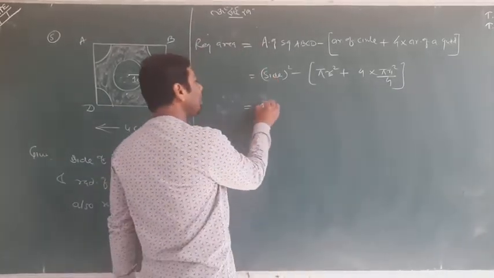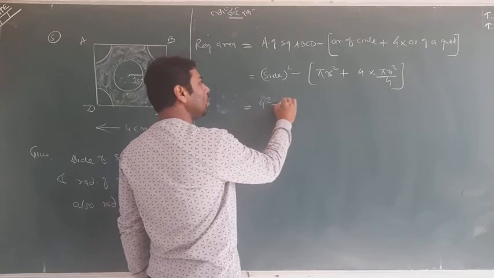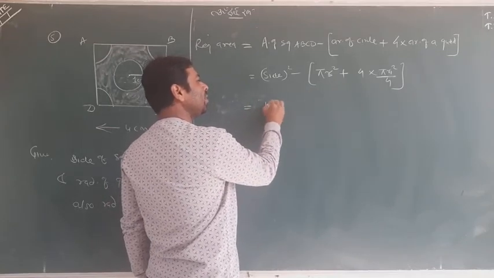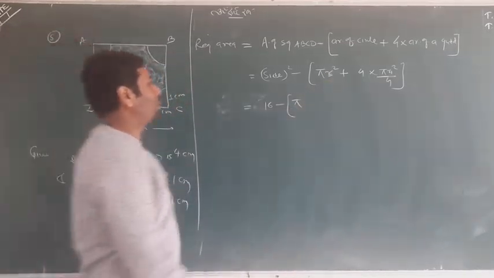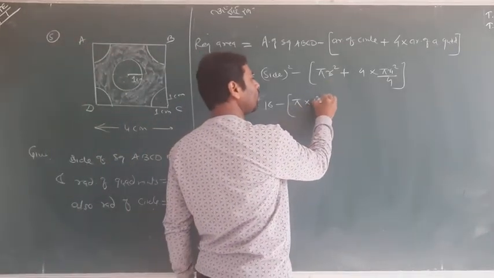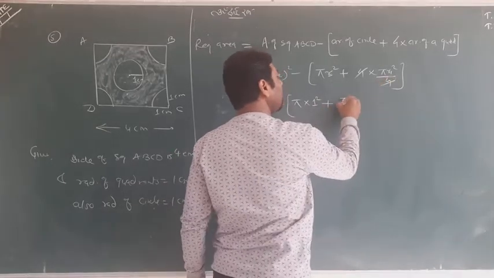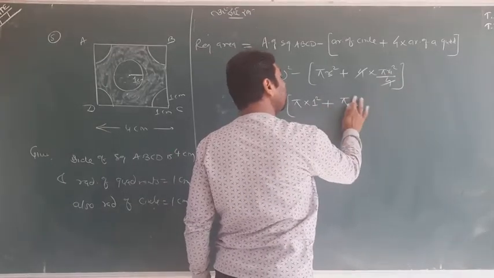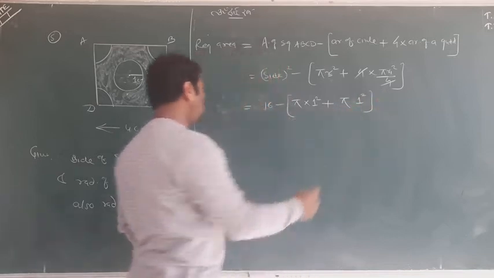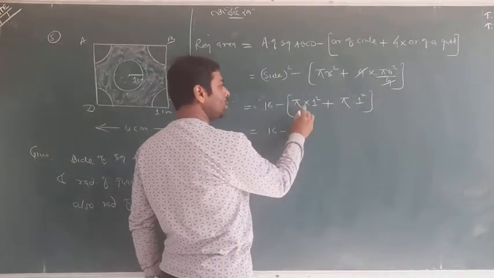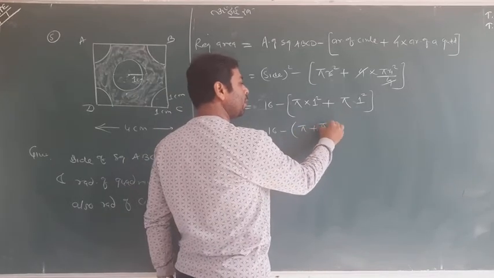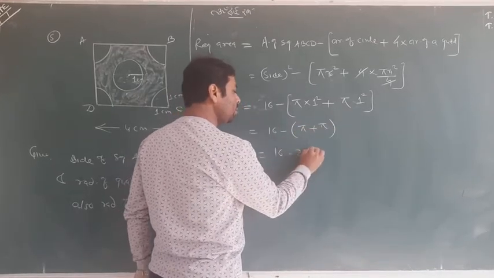Now go on. Side is 4, meaning it is 16. Pi, the radius of that particular circle was 1, so 1 square is 1. 4 and 4 cancel. Pi, radius 1 is also 1. Quadrant. And now we have 16 minus pi plus pi, meaning 16 minus 2 pi.